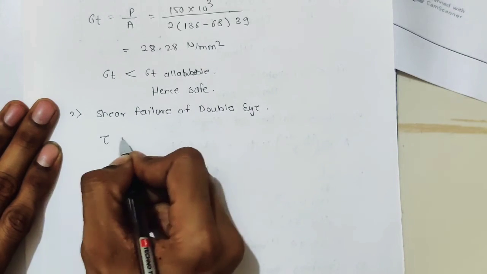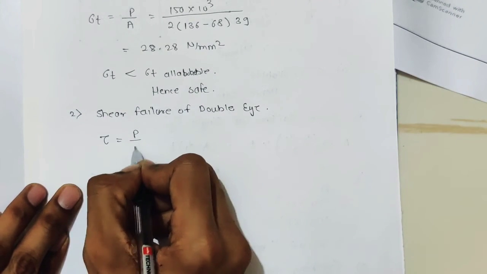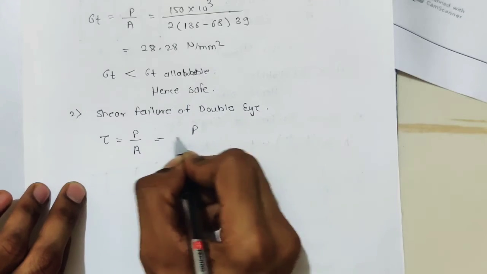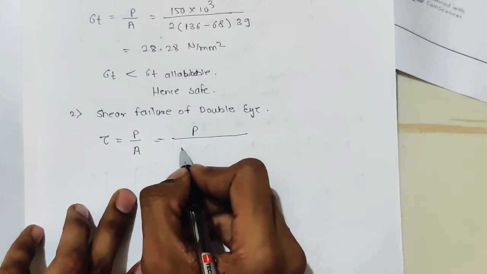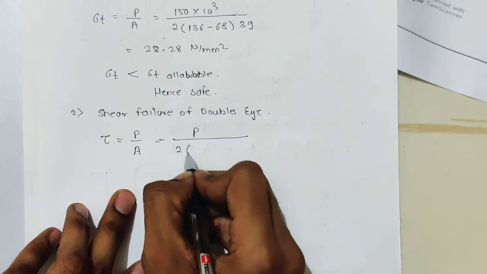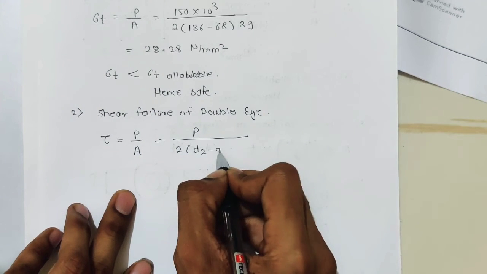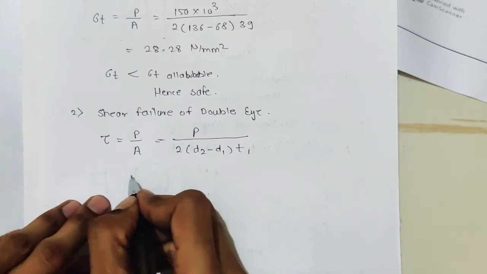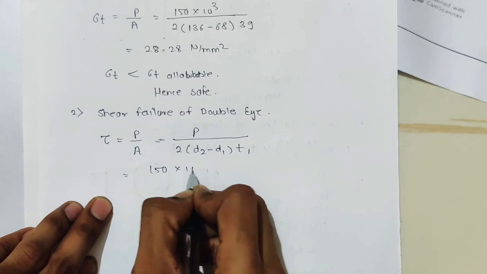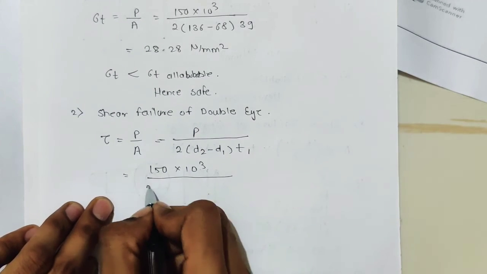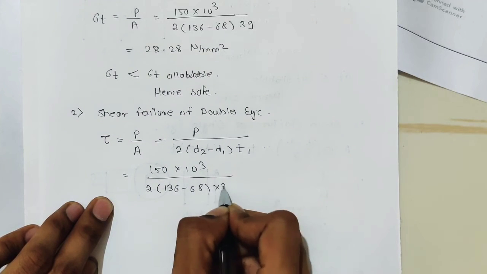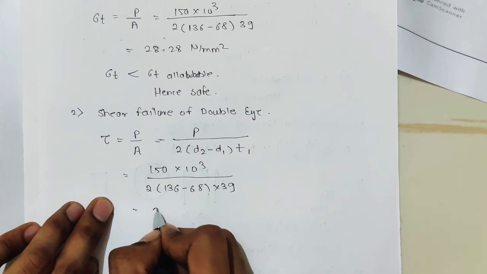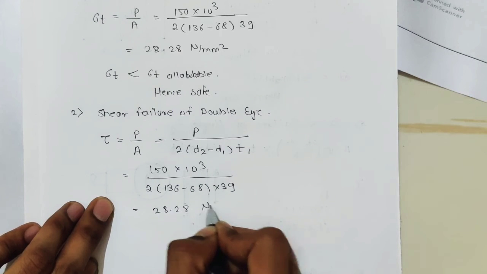That is tau is equal to P by A. We know P, what is the area here? Same area as single eye, but multiplied by 2. That is 2 (d2 minus d1) into t1. So it is nothing but 150 into 10 raised to 3 divided by 2 into (136 minus 68) into 39. Again it is 28.28 Newton per mm square.